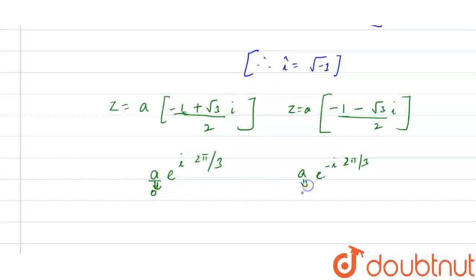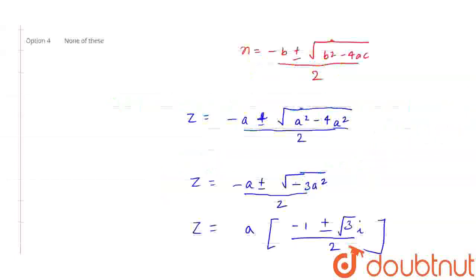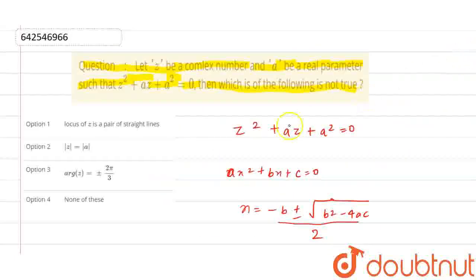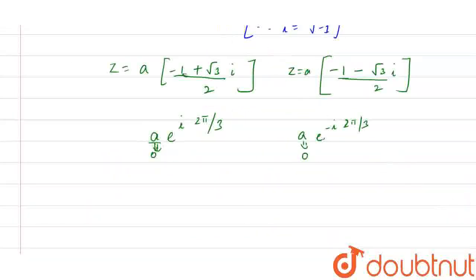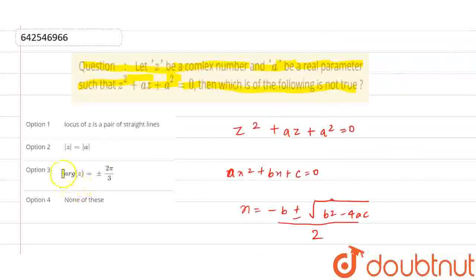Similarly the argument of this a is also 0, and here the argument of z is 2 pi by 3, and in this case the argument of z is minus 2 pi by 3. So from the question, the real number a has argument 0, but the argument of z, from both the factors, is plus minus 2 pi by 3, which is our final answer. That is, option number 3 is correct.